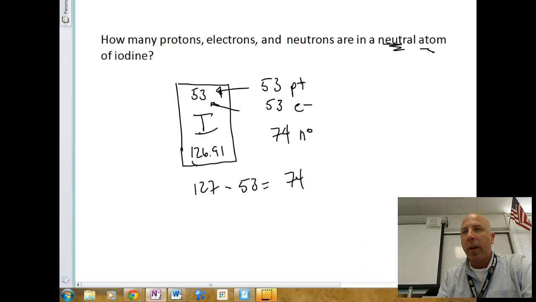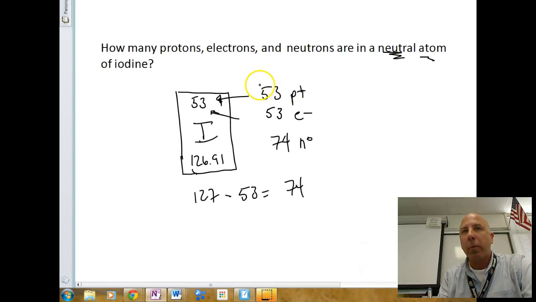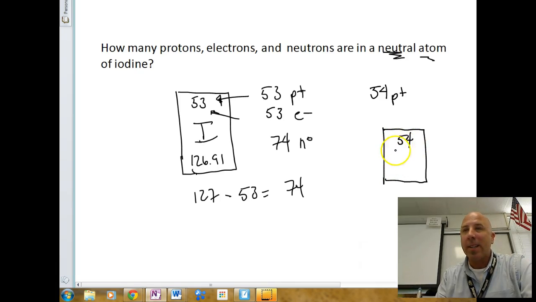And you're probably noticing every single time we change the number of protons, we change who the atom is. So if we were to add one more proton to an element that had 54 protons, we could then look that up on the periodic table, and it would be whoever has 54. If we look that up, it would be xenon, and that has 131.29. So that's another way to take a look at those things.